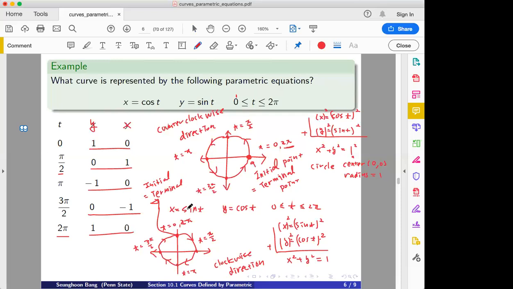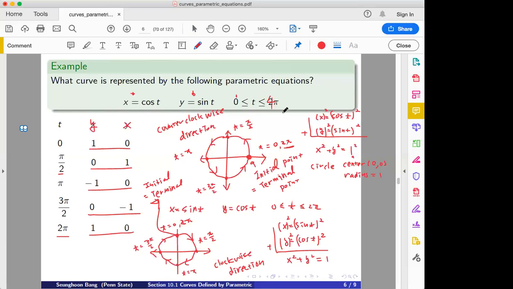That's good. This is the idea for sketching the graph. One more thing I can change: in this problem, t is from 0 to 2 pi, so the point moves along the curve only once. Now I can change it to 4 pi.